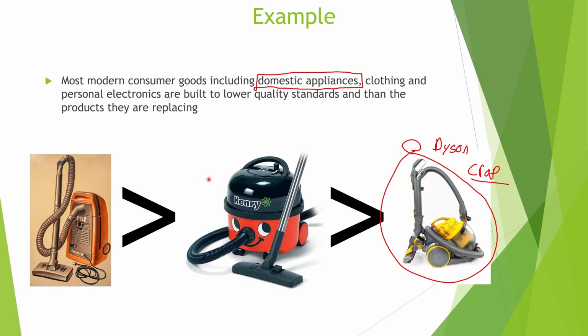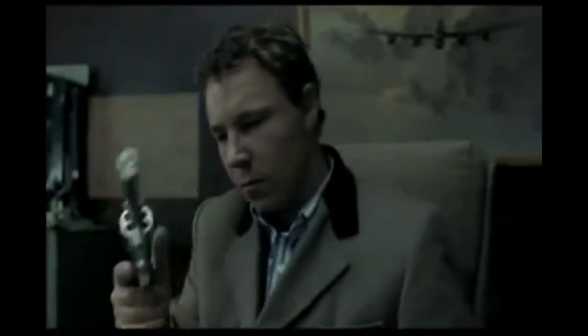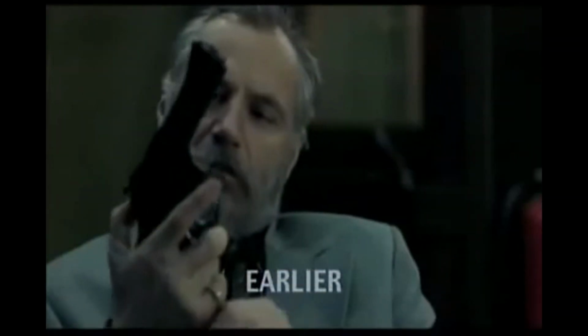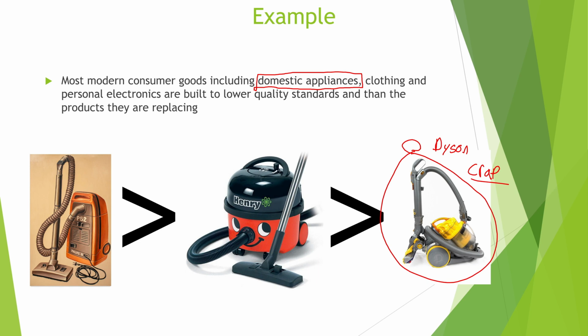Now, one of the reasons for this is that they were just made heavier. A lot of people today don't like heavy appliances, but unfortunately, to quote Boris the Blade from Snatch, heavy is good, heavy is reliable. It's not just domestic appliances, however. You look at personal electronics, so if you think of an old Nokia phone and how indestructible it was compared to a modern smartphone, all of these things are built to lower quality standards than what they are typically replacing.